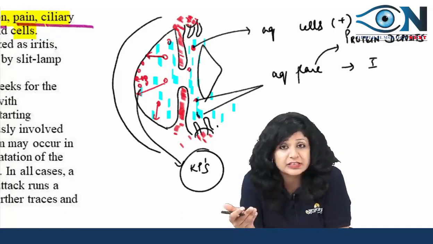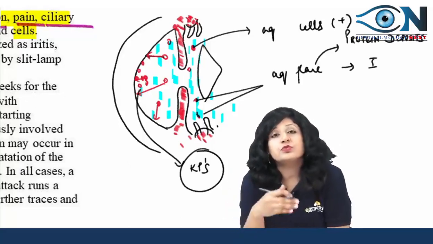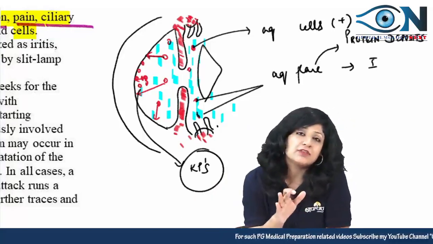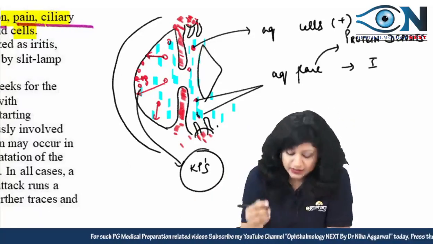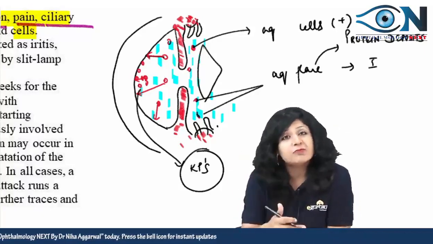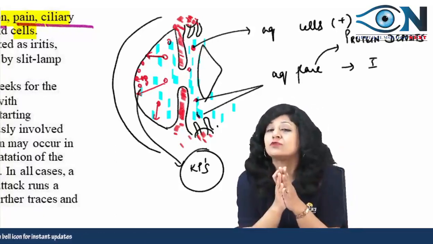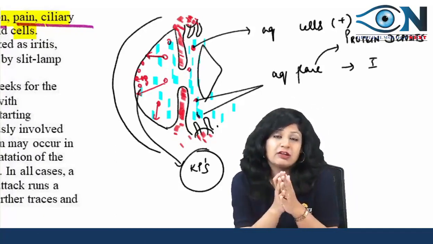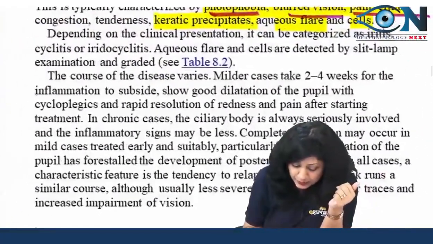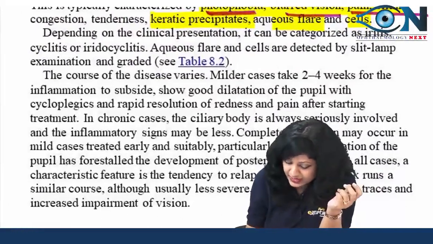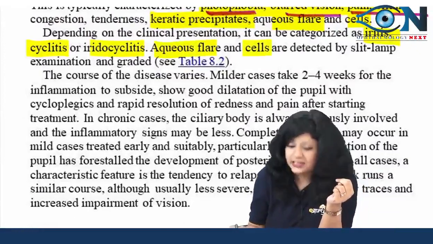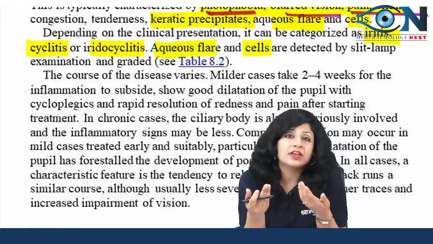This is how we get the aqueous flare, the aqueous cells, the keratic precipitates, and the ciliary muscle spasm. Due to that we get the pain, we get the induced myopia, and that induced myopia will give you the blurring of vision. These keratic precipitates will also give me the corneal clouding, the corneal edema. This will again give me the blurring of vision, and obviously because it is involving the vascular coat of the eyeball, we have the circumciliary congestion. Alright, depending upon the clinical presentation, I can say it is iritis, or cyclitis, or iridocyclitis. Aqueous flare and aqueous cells cannot be seen by the naked eye, so for that we require the slit lamp.